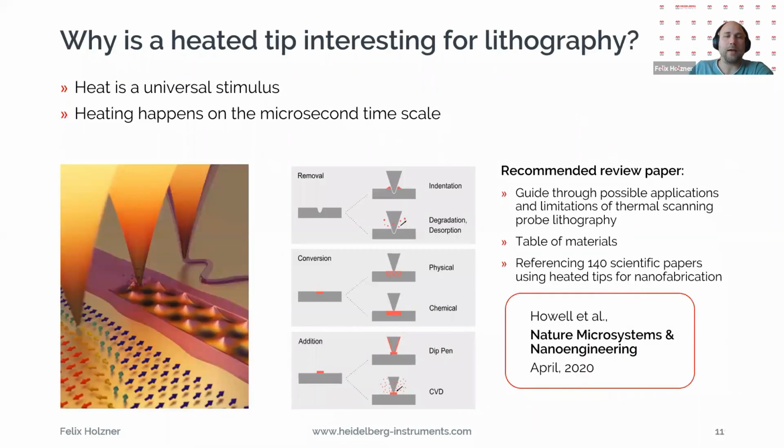Okay, so I guess most of you know the key concept is using this heated tip for nano patterning. And the question is, why is such a heated tip interesting for patterning at all? I mean, if you think about it, in principle, you can heat up any material, right? You just bring it in contact with this nanoscale heated tip and you heat it up, and all materials at some temperature at least react to heat.